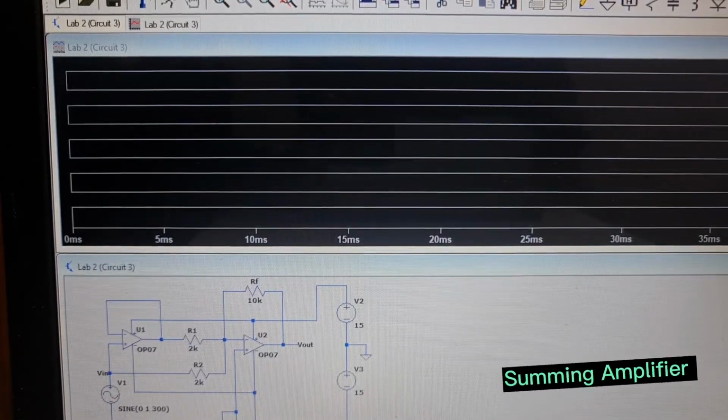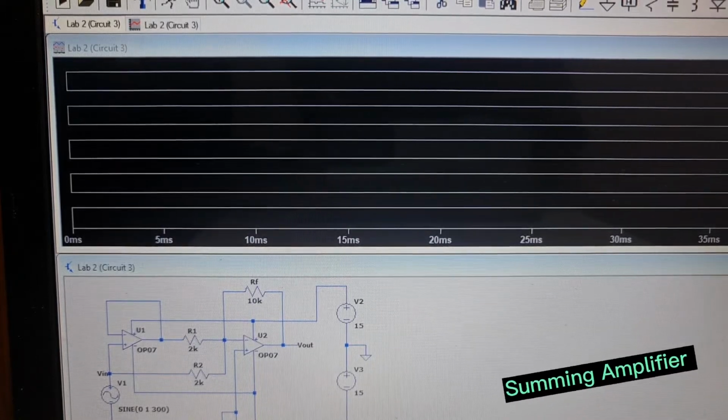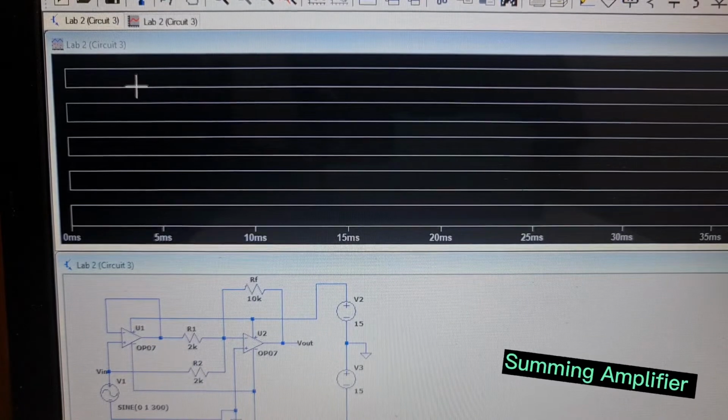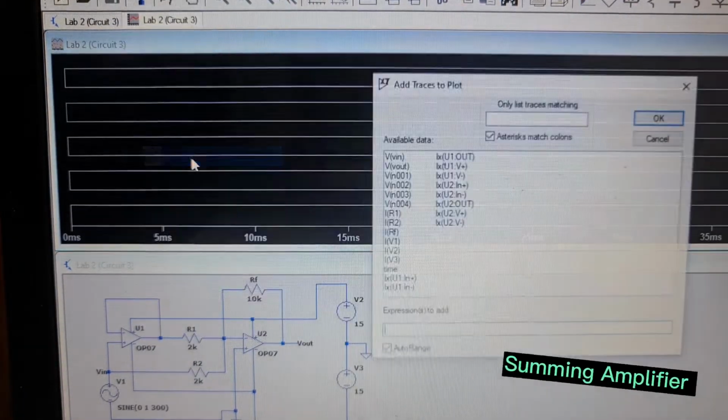For this circuit, I've used the command .tran 0, 100m, 50m, and 10u. So for the first waveform, we'll be looking at Vin.